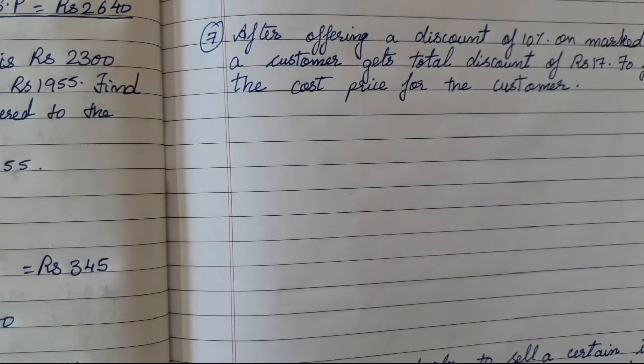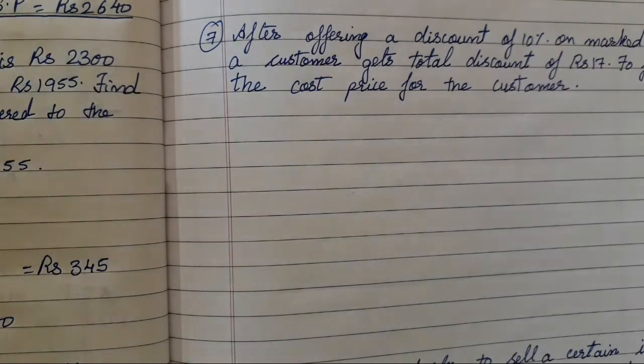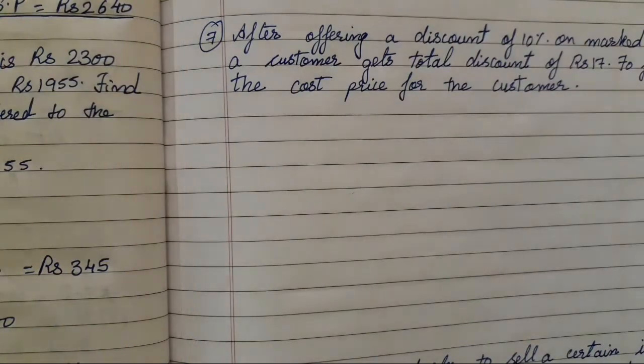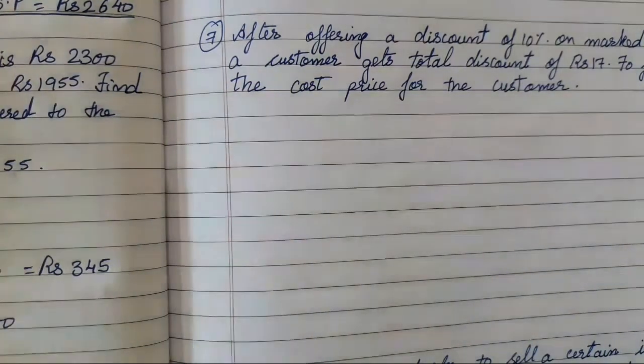After offering a discount of 10% on a market price, a customer gets total discount of rupees 17. To find the cost price for the customer, fill in the boxes with appropriate number and complete the activity. Okay. Now children, in this question has been given in the form of a fill in the blank, but we are going to solve it completely.